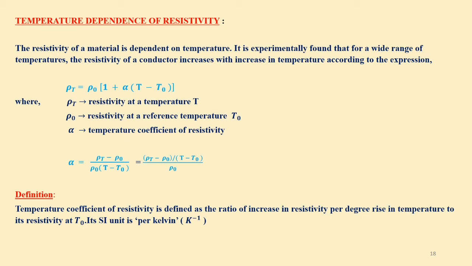Okay, now we have got the definition for the temperature coefficient of resistivity alpha. Temperature coefficient of resistivity alpha is defined as the ratio of increase in resistivity per degree rise in temperature to its resistivity at a temperature T naught. Its SI unit is per Kelvin or Kelvin power minus 1.